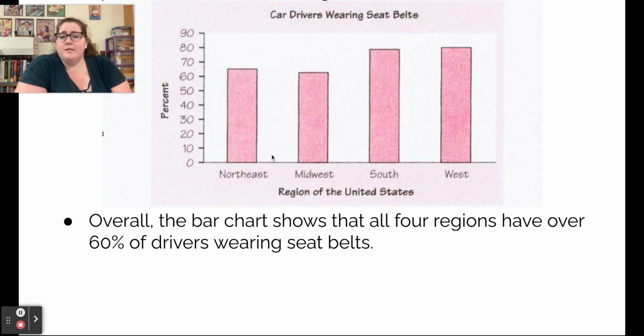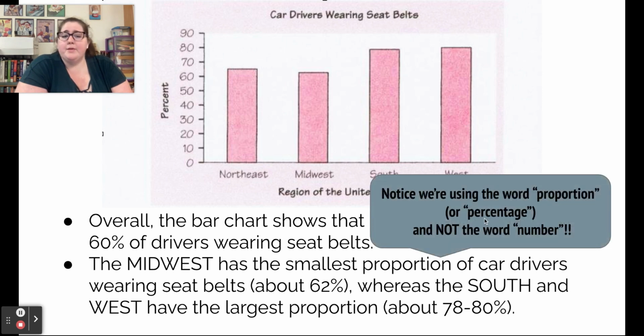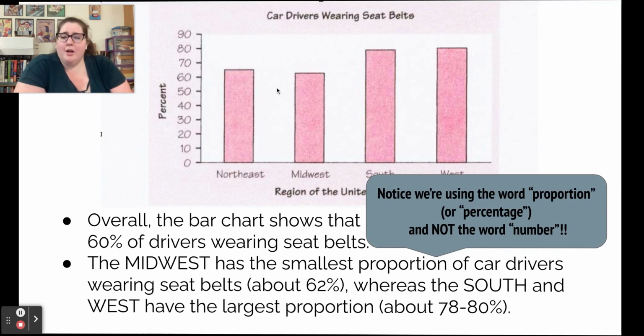More than 50%, 60% of each region have drivers wearing seatbelts. I could say that the Midwest has the smallest proportion or percent of drivers wearing seatbelts at about 62, whereas the South and West have the largest proportion of percent at around 78 to 80%. So that would be how I could describe, again, looking for those overall patterns and then looking at similarities and differences between your categories. Again, notice that we're using the word proportion or percent, not the word number, because in this case, I don't know anything about the numbers. If I did know something about the numbers, I could talk about the numbers.